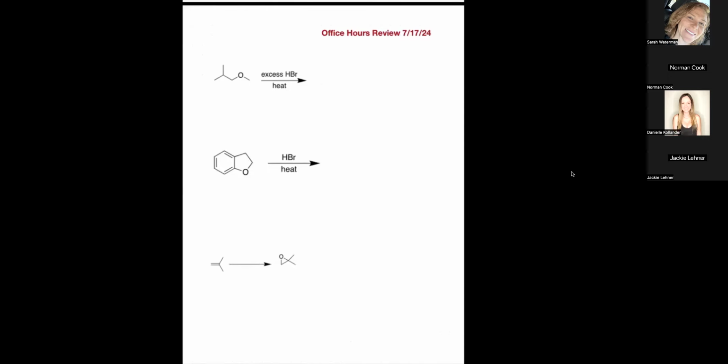We will start with just some ethers and epoxides. I didn't put the question on here, but it just says provide the missing reagents or conditions or major organic products as appropriate. Obviously, you'll see as we go. And then pay attention to stereochemistry and include racemic mixtures unless specified.